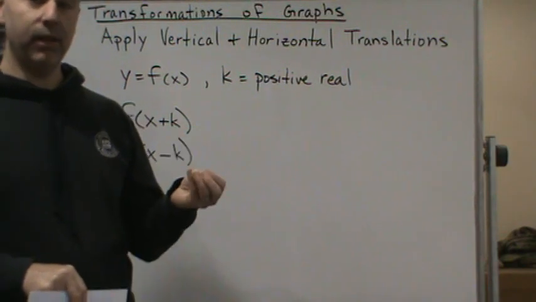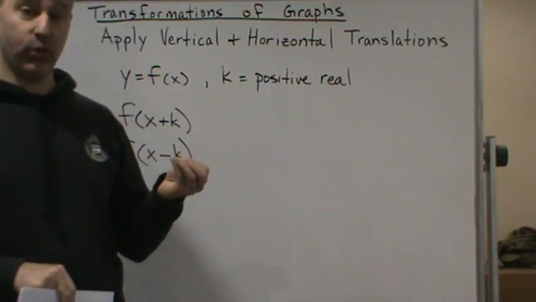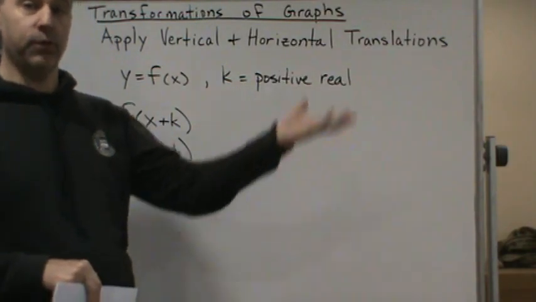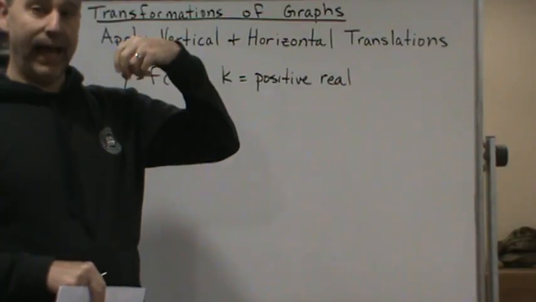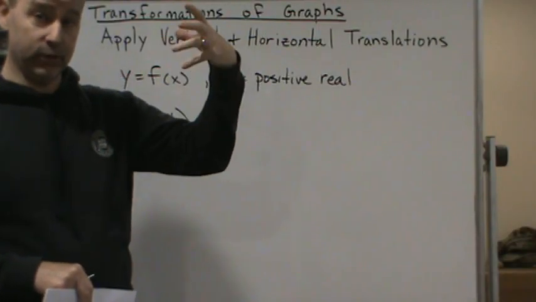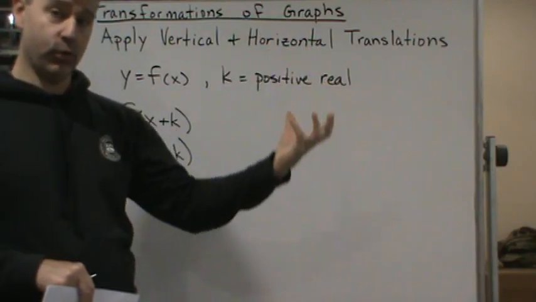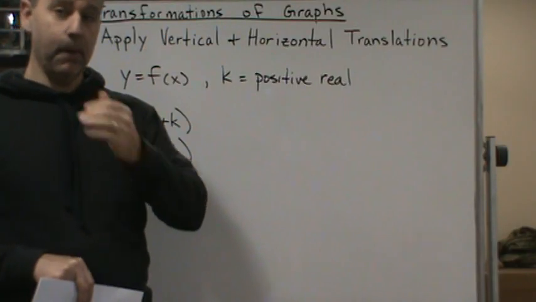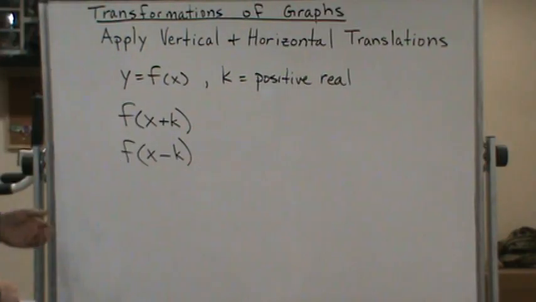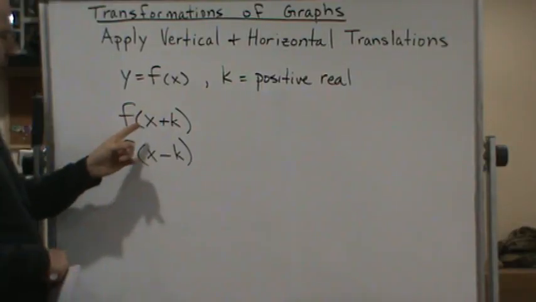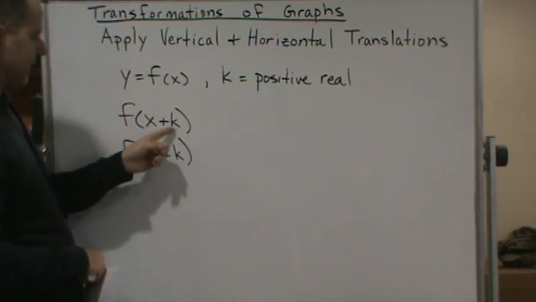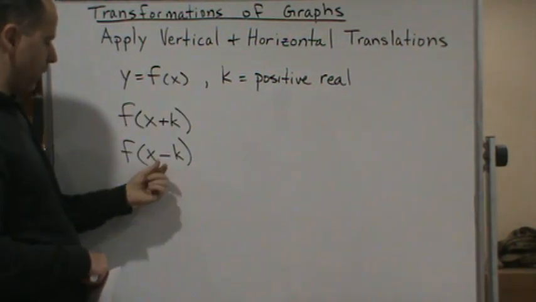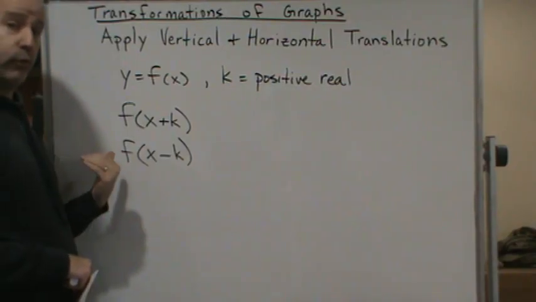Now this is where students mess up, because they think, oh, just like with the vertical translations, when I added to y, when I add a constant outside the function, that moves the graph up. And if I subtract a constant outside the function, then that moves the graph down. That makes sense. And then they go to apply the same reasoning to this and say, okay, well, if I'm adding k to the x value, I must be moving right. And if I'm subtracting from x inside the function, I must be moving left.